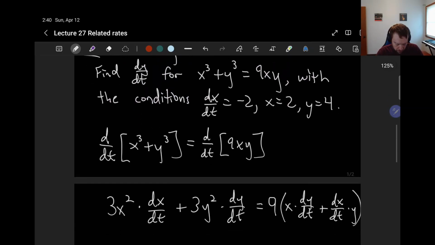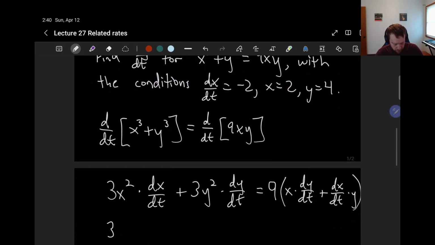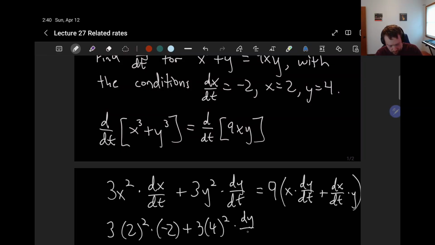Right, let's zoom out a little. So 3x squared times dx/dt plus 3y squared times dy/dt equals 9 times 2 times dy/dt. And dx/dt is -2, y is 4.